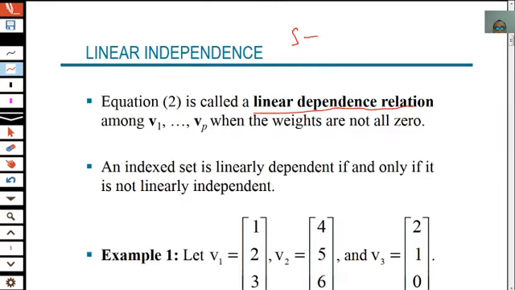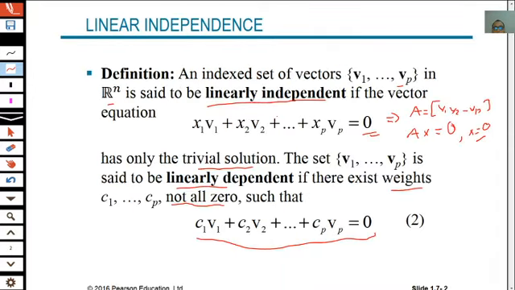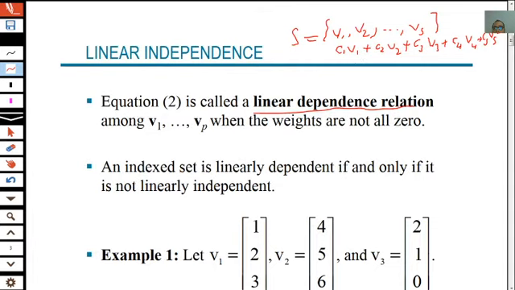For example, in a set, let's say S, we have 5 vectors v1, v2, ..., v5, and suppose we have a non-trivial solution for the system written as c1 v1 plus c2 v2, c3 v3, c4 v4, and c5 v5 is equal to 0. After solving this system, for example, we found c1 is equal to 1, c3 is minus 1, and c5 is 4, and the others are equal to 0.